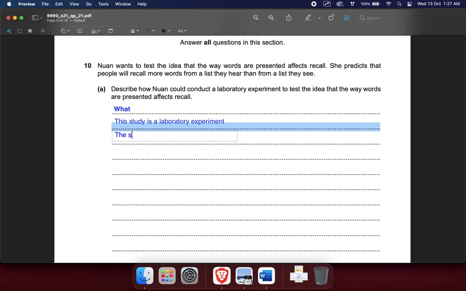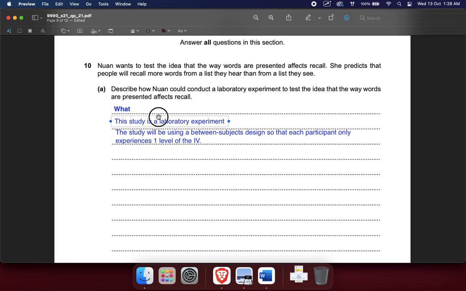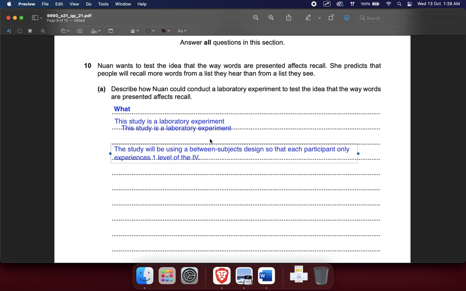The study will be using a between subjects design, so that each participant only experiences one level of the IV. This study is a laboratory experiment. Okay, that's fine. Now we have to figure out what the IV and the DV are.